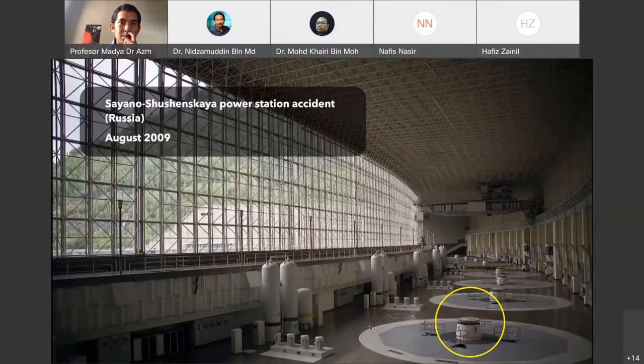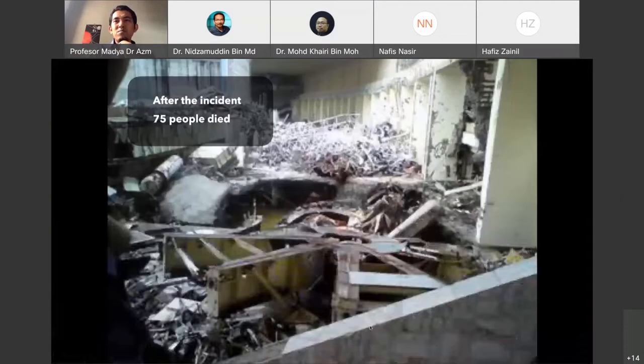In this case, maybe the action was performed too late. This is what happened after the turbine blew up. Luckily only 75 people died, compared to what happened in Dhaka, Bangladesh, where more than 1,000 died.